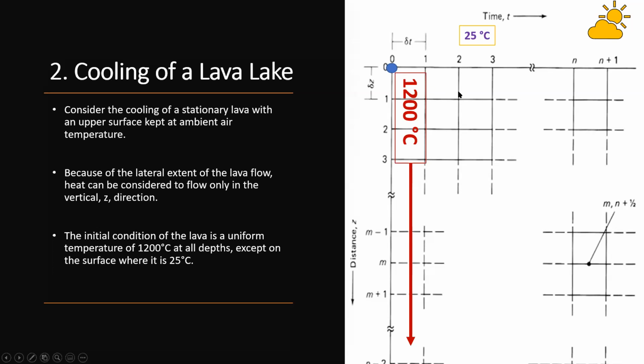And the initial condition, where I drew this dot at T equals 0, of the lava is a uniform temperature of 1,200 degrees Celsius. So from here all the way down is going to be 1,200 degrees Celsius because we have to consider that the initial condition of the lava is uniform, okay, at all depths, except at the surface. At the surface it is going to be 25 degrees Celsius.